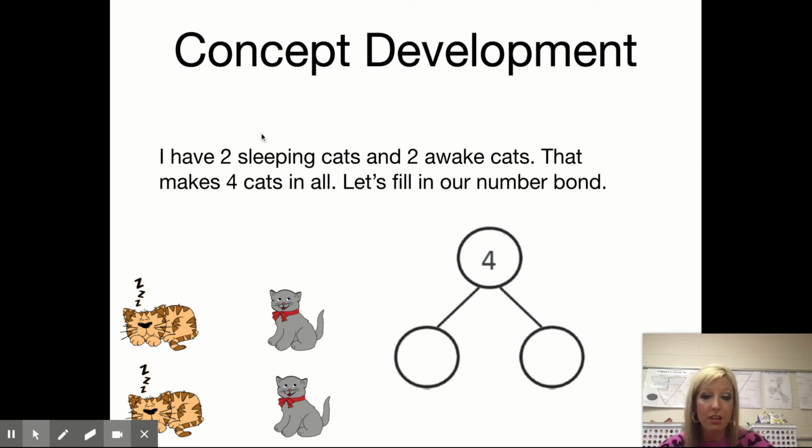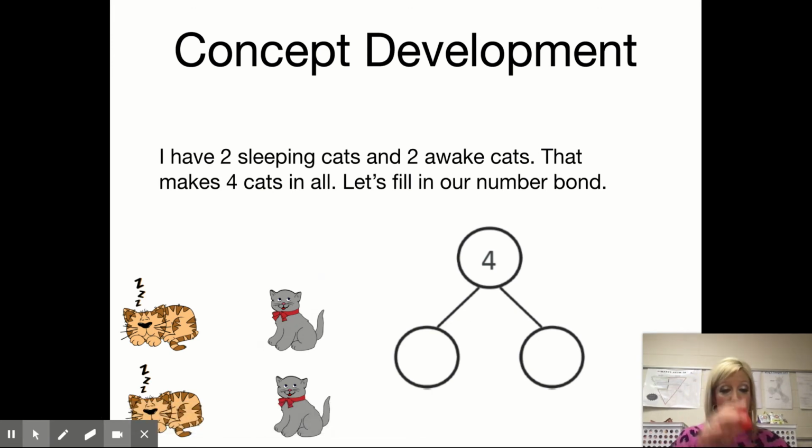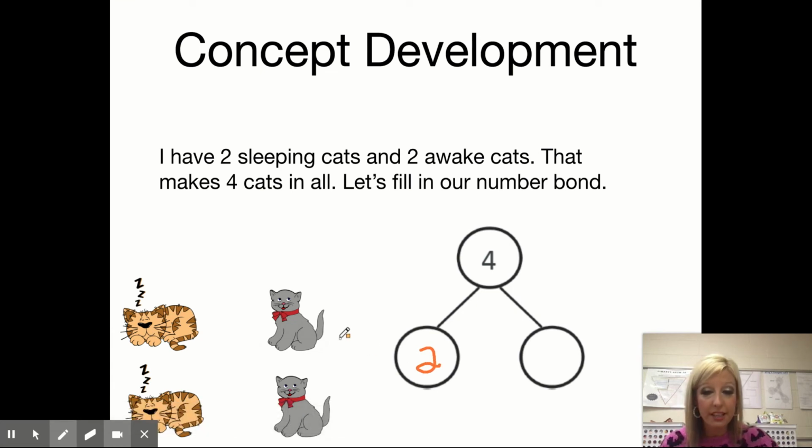So remember, we started with 4. So I said we started with 4 cats. And how many of them did we say were sleepy cats? Very good, 2. And if you're using your linking cubes, here's my 2 that are sleepy cats. Okay, so I'm going to put my 2 over here. And then how many of the cats were awake? Look at those eyeballs. They're wide awake. We had 1, 2. So 4 can be broken apart into 2 and 2. Because 2 and 2 more equal 4.